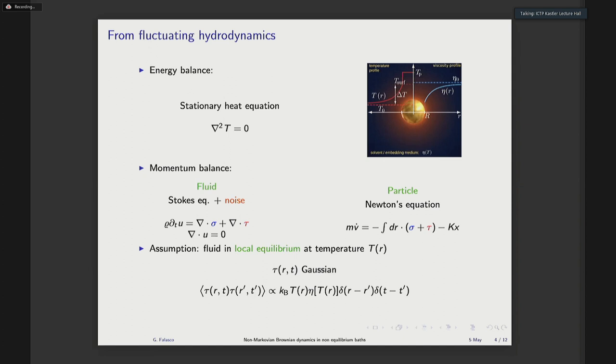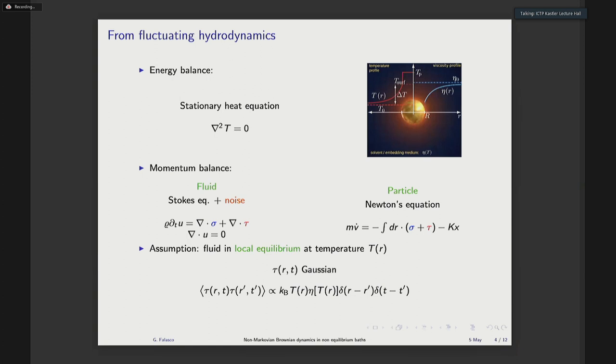So you can already find the mean temperature gradient around the particle in this way. Then what you can do is consider fluctuating hydrodynamics. On the Stokes equation, Stokes because we are at low Reynolds number, you can add Gaussian fluctuations, with the assumption that locally these are equilibrium fluctuations.